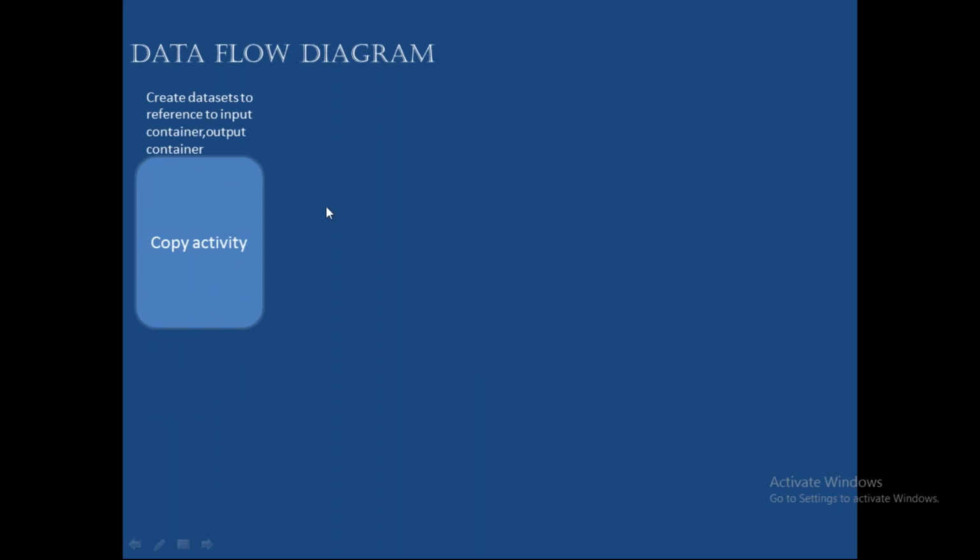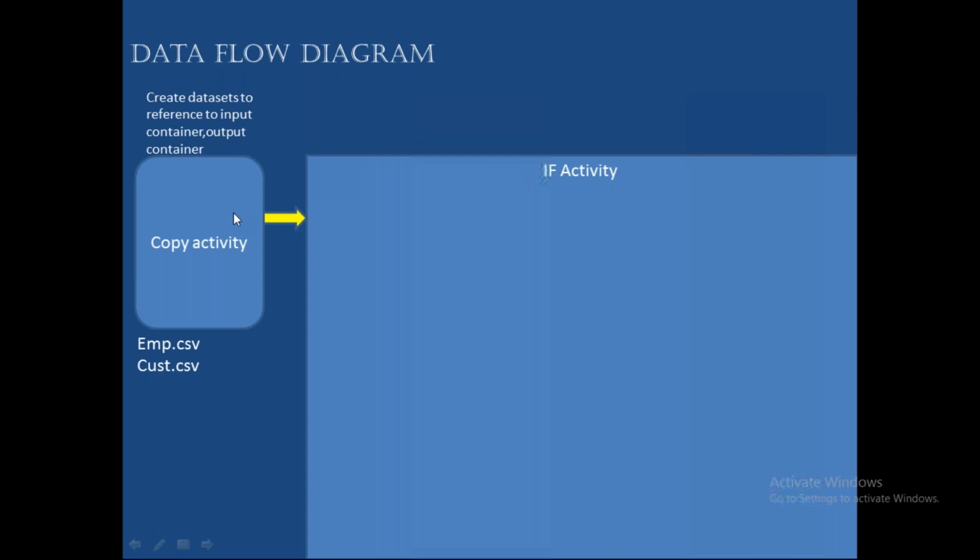Let's talk about the data flow. Create a dataset to reference the input container and output container. This is a copy activity, basically, which is going to point to the input container and output container, the source dataset and sink dataset. It is going to copy the data. Let's say it copied emp.csv and cache.csv. I'll take this particular result and check it in an If activity, using copy.output.filesRead. Files read means how many files are read from the input container. That will come.